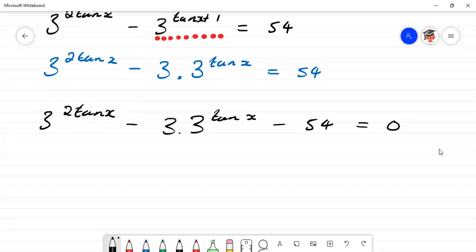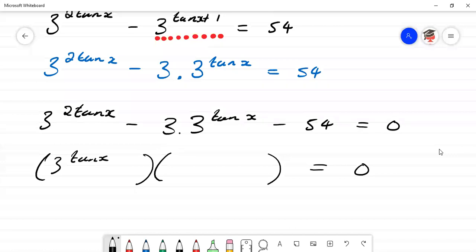Creating a trinomial, opening up that trinomial to say that it is going to be 2 brackets, which is equal to 0. In the first bracket, I would have 3 to the power of 10x. In the second bracket, I would have 3 to the power of 10x. So far, so good? Yes.